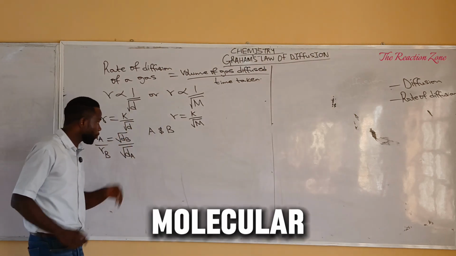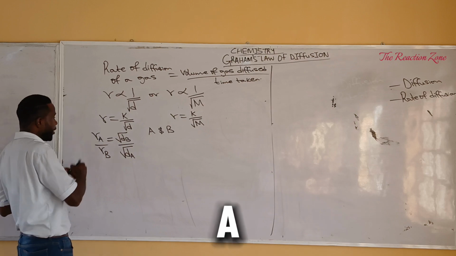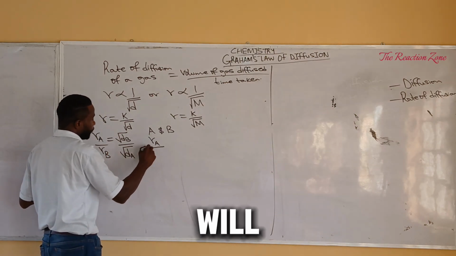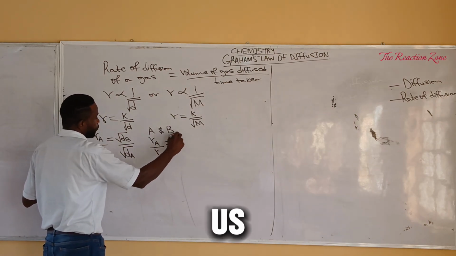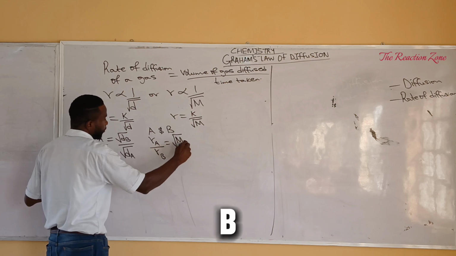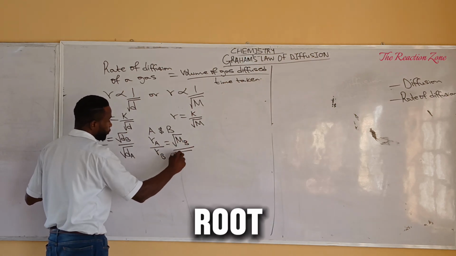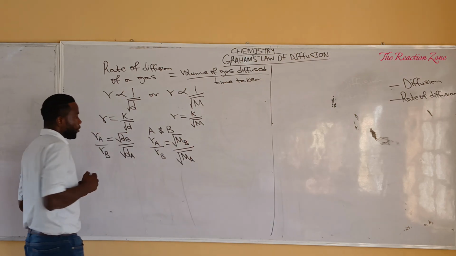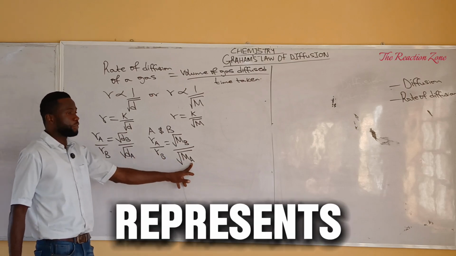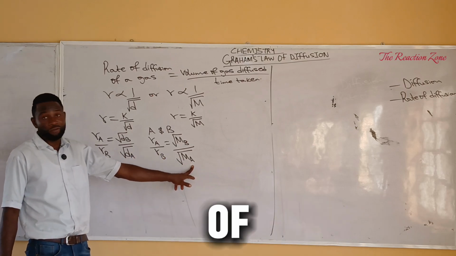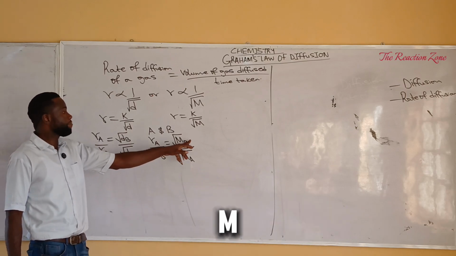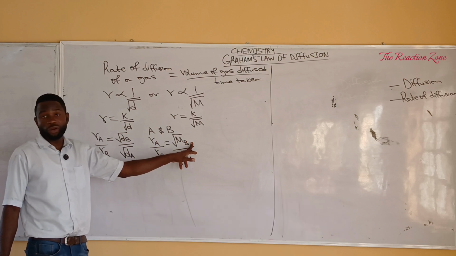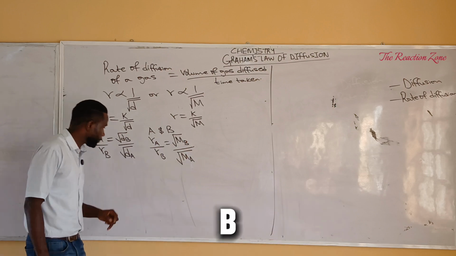With respect to molecular mass, RA over RB will give us root MB over root MA, where MA represents the molecular mass of gas A and MB represents the molecular mass of gas B.